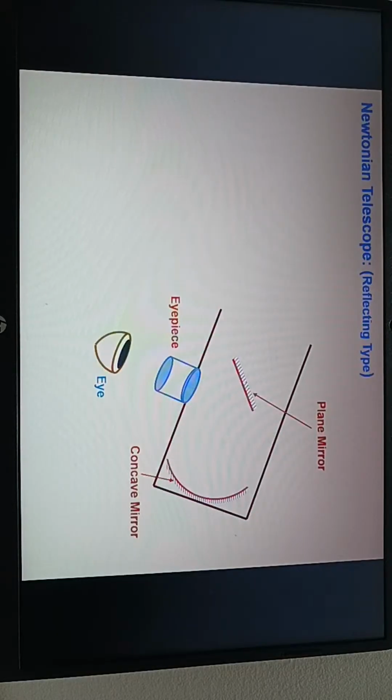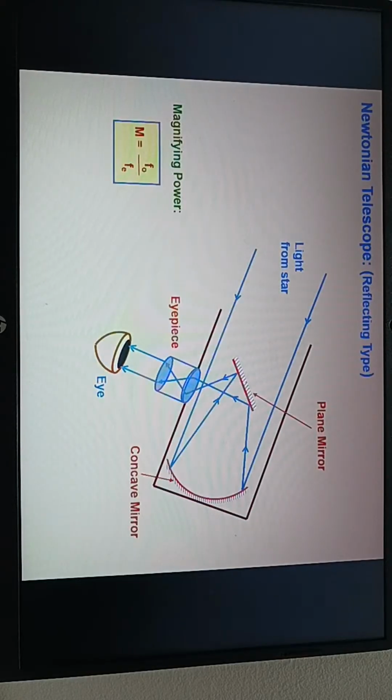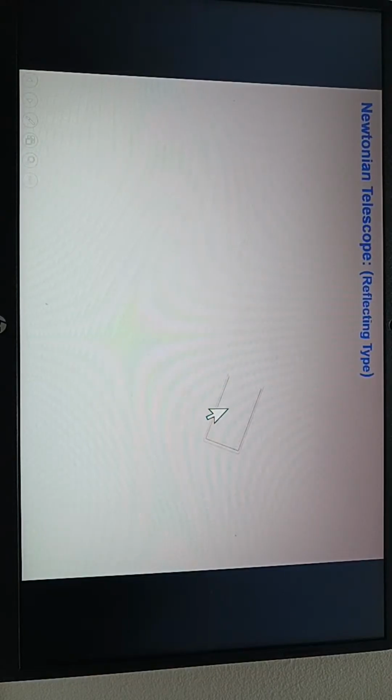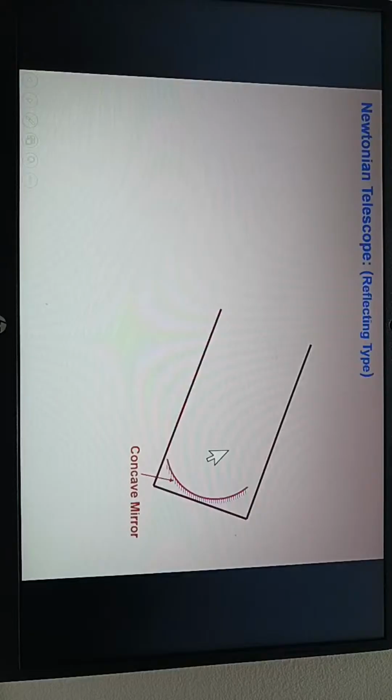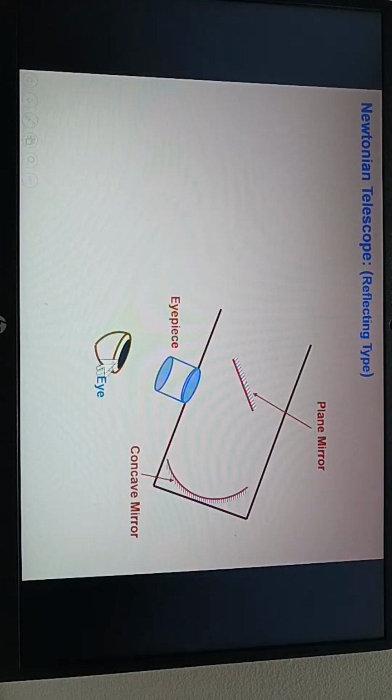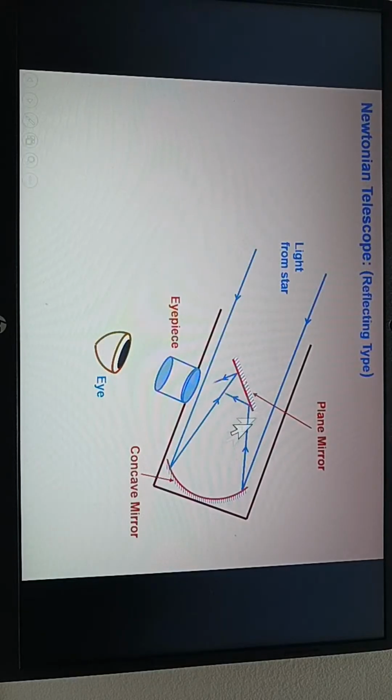Then another one, the reflecting type. The reflecting type is this one. See, in the reflecting type telescope, a concave mirror is used. This is a plane mirror. Here is the eyepiece. When light falls, it will form an image in the mirror. That image in the plane mirror will be viewed with the eyepiece. So you will get a very high image. This type of telescope is called a Newtonian telescope.